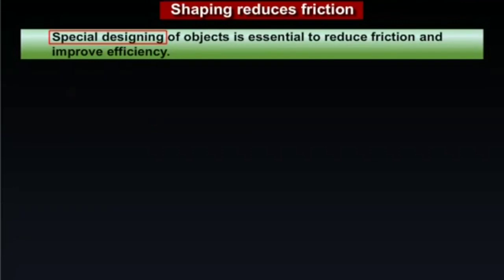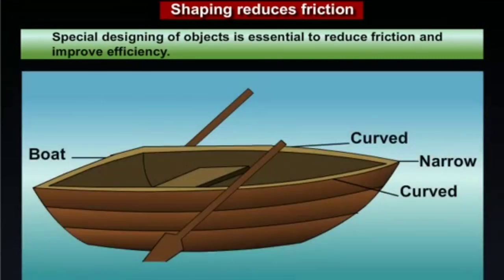Shaping reduces friction. Special designing of objects is essential to reduce friction and improve efficiency. The vehicles are streamlined to improve their speed. They are pointed or narrow in front and curved on sides to reduce friction.